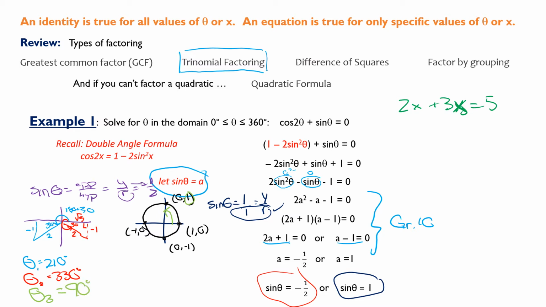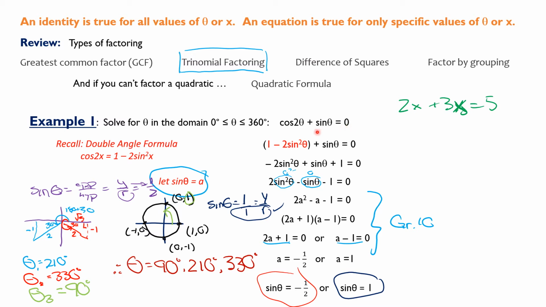So those are our three answers. Let's just put them in order. Therefore, theta can be 90. Don't forget the degree symbol. 210 or 330. Any of those answers, if I went back to my original question right here and I subbed in a 90 in here, I would get it to all equal 0.